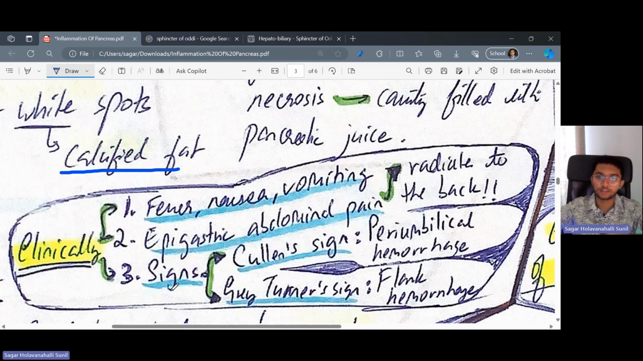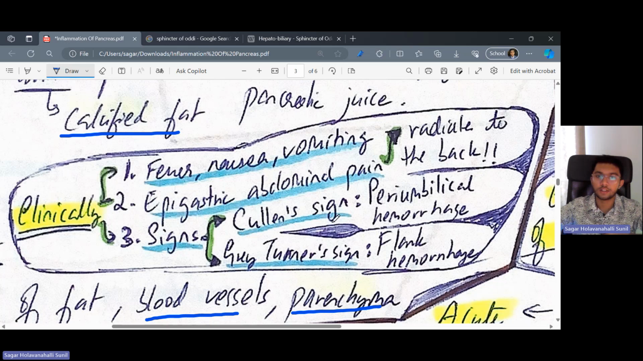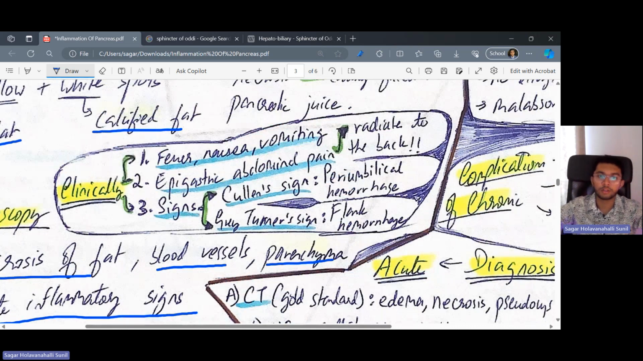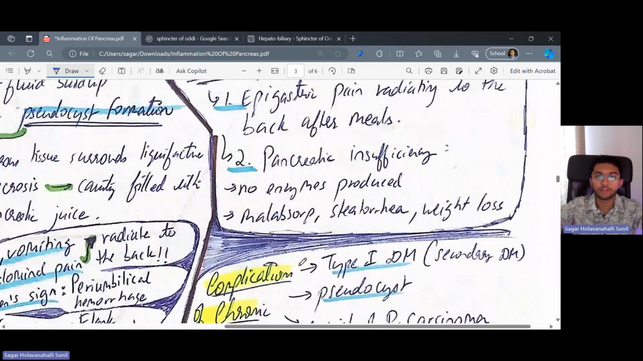Third, you see some signs. You have something called as a Cullen's sign and Gray Turner's sign. Cullen's sign is hemorrhage just above the umbilicus, therefore called periumbilical hemorrhage. Gray Turner's sign is flank hemorrhage, that is, it is present around the sides of the torso. There are more pictures in the next couple of pages, so you'll be able to see it. So, just three simple clinical situations.